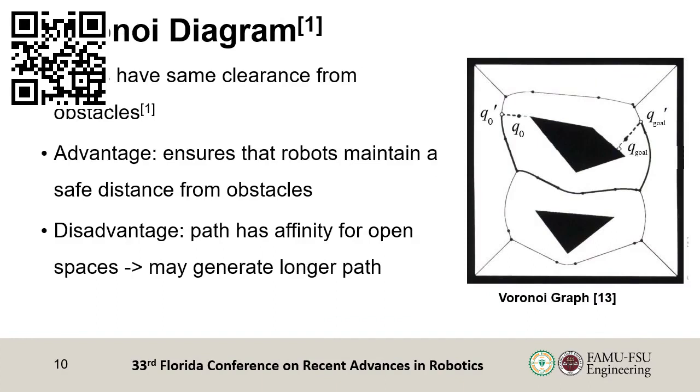In a Voronoi diagram, all of the points have the same clearance from obstacles, and the figure on the right shows an example of a Voronoi diagram. The advantage of this method is that it ensures that robots maintain a safe distance from obstacles. The disadvantage is that the affinity for open spaces may cause the path to be longer than if it remains closer to obstacles.